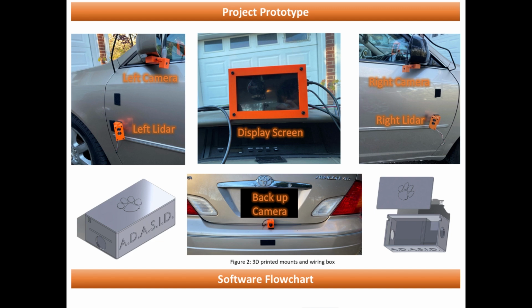We also have a GUI display screen that's sitting right in the middle of the dash so that the user can see all of the information about the vehicle, as well as the different camera feeds and alerts that will show up when an object is detected. You can also see in the lower part of the screen our backup camera mount that sits just underneath the trunk. And you can also see in the bottom left and right our electrical box to hold all of the internal sensors and wires necessary to connect to the cameras, LiDARs, and the display screen.